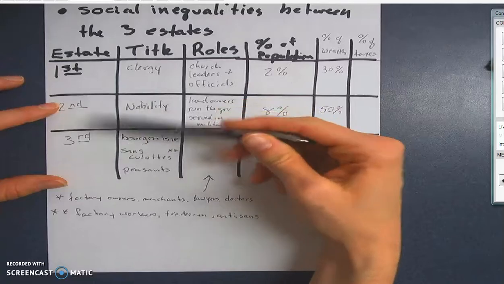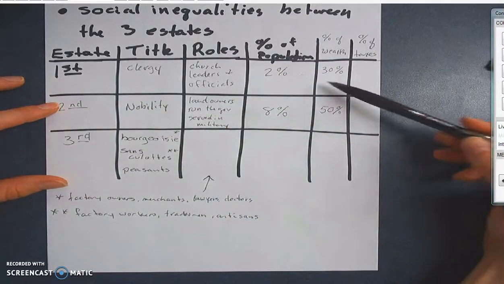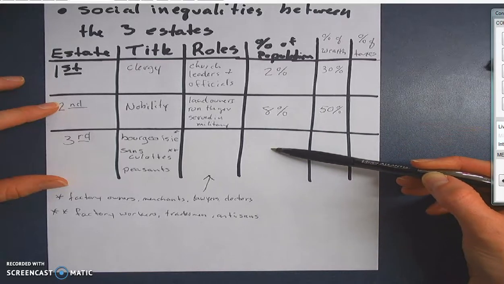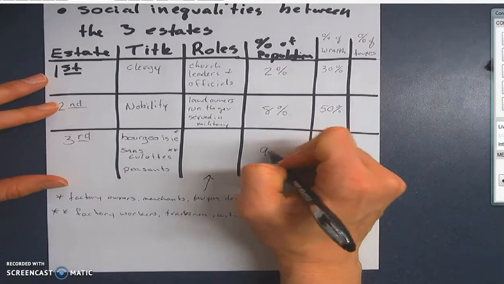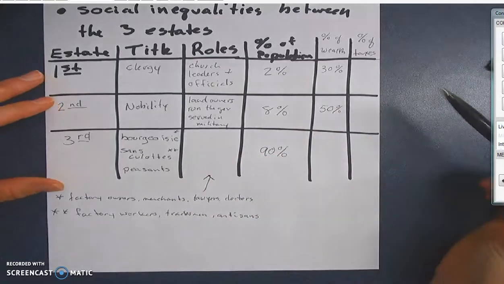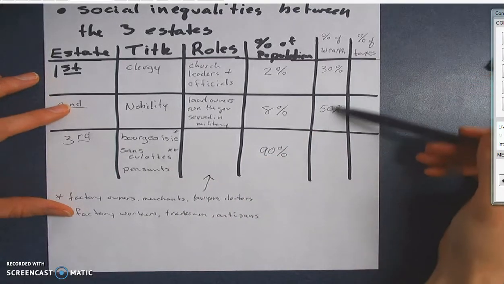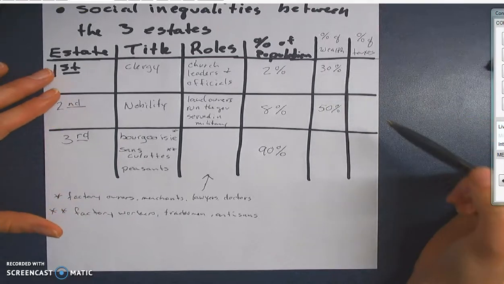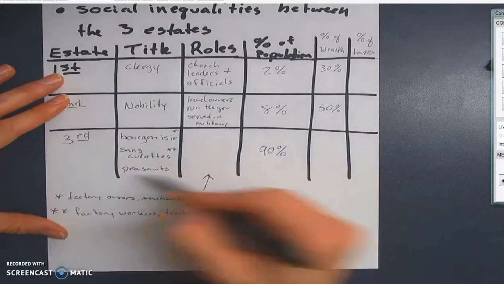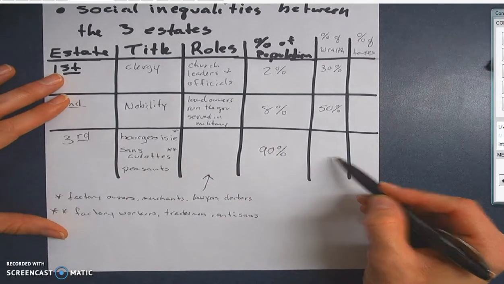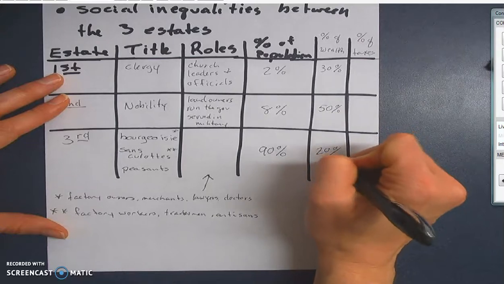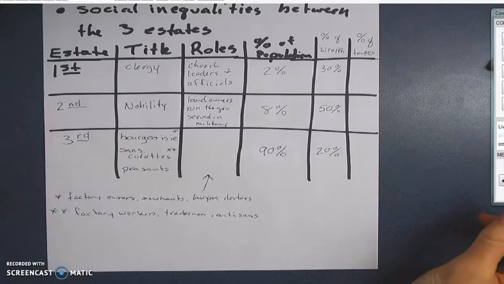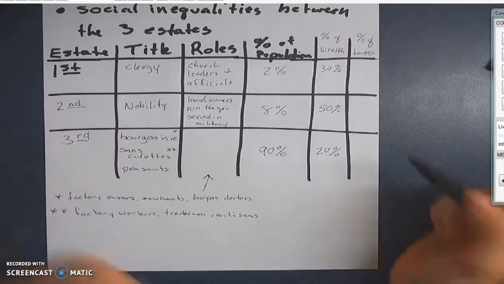Now, if it's only these 3 estates in France, and we're already at 10% of the population, what's our population number going to be for the third estate? 90%. And as far as a percentage of wealth, we're already at 80% of the wealth taken up by these first 2 estates. How much of a percentage of wealth is being shared by these folks? 20%. So the problem comes in with this distribution.